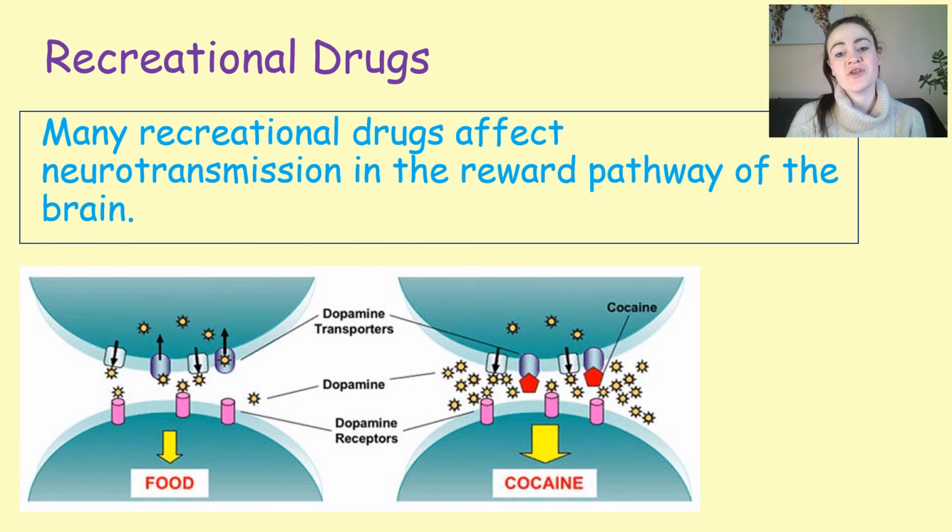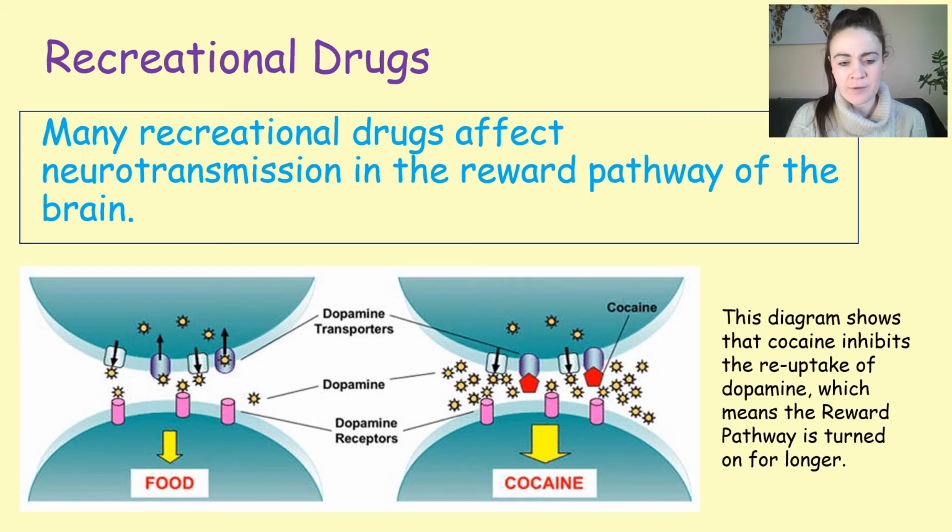Many recreational drugs affect the reward pathway of the brain. Remember we're talking about dopamine, that neurotransmitter that's one of the happy chemicals. In this diagram, we've got our dopamine, these little star-like shapes. And in the second side, we've got these red bits, which is cocaine, a recreational drug. The way cocaine works, and why it makes people feel good, is that it comes in and blocks the reuptake of dopamine. If you're blocking the reuptake of dopamine, the dopamine will stay around the synaptic cleft, continuing to bind onto those receptors and sending those pleasure pathways, making you feel good.